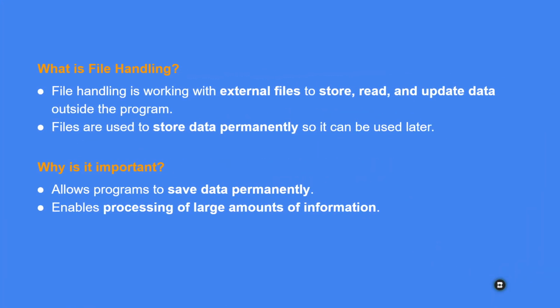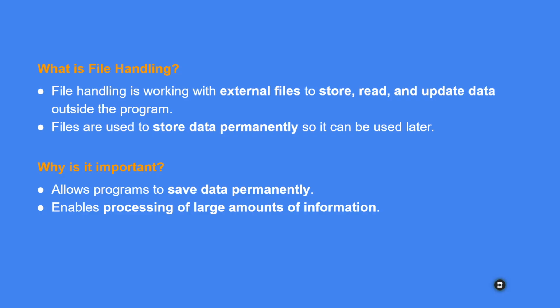Now, first of all, let's start with what file handling is and why it's important. Whenever you're talking about file handling, we're talking about external files. It could be a text file, it could be a CSV file. The reason we use an external file is to store, read, and update data outside the program. Files are used to store data permanently so it can be used later. That's the main point. You store the data, read it, update it if you need to, and use it later whenever you need.